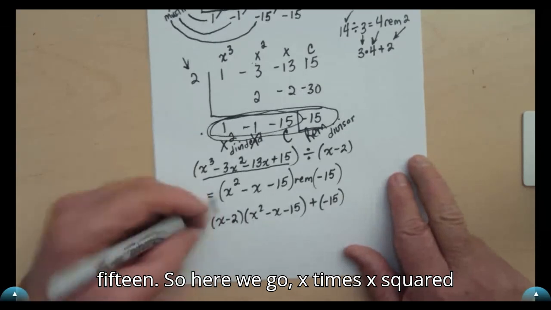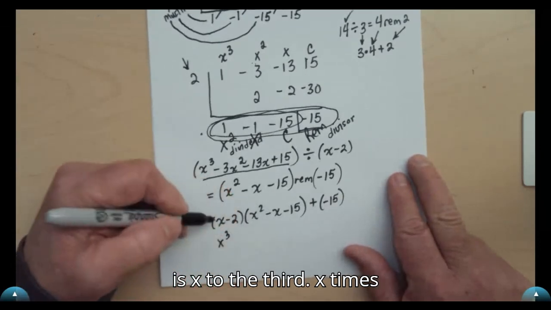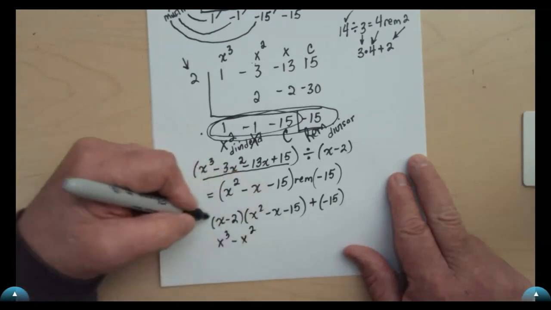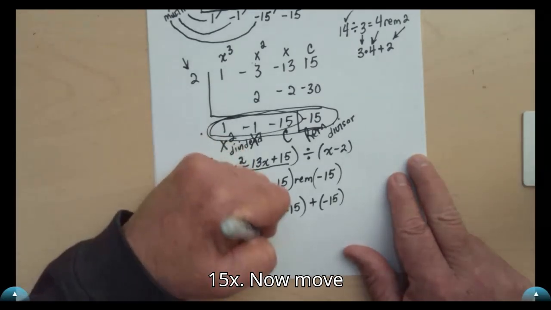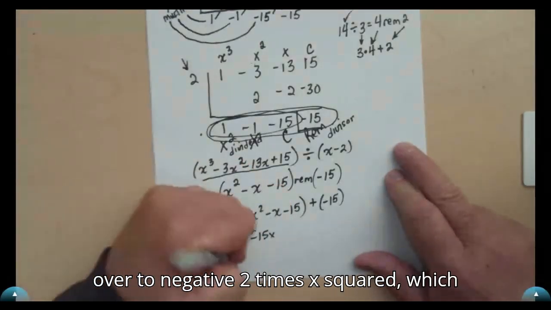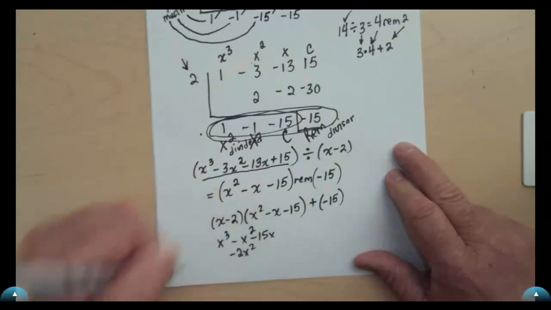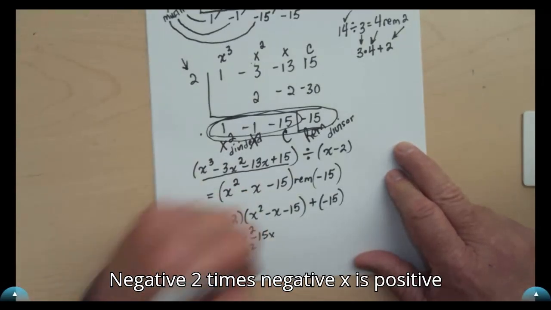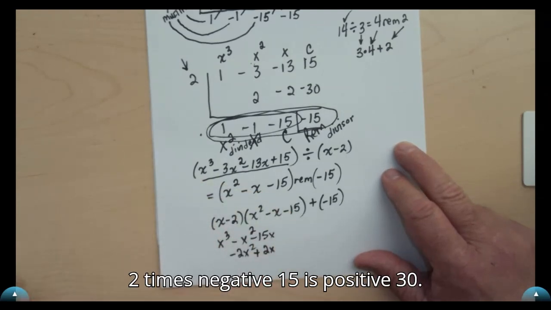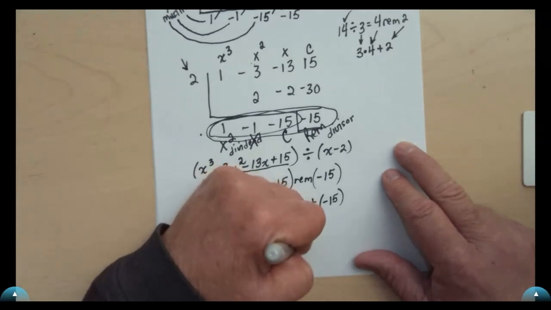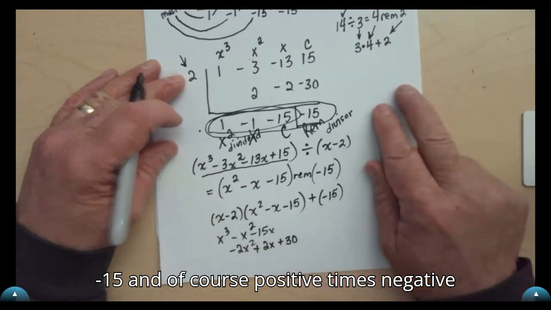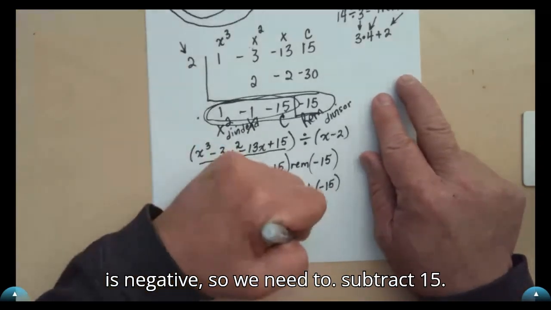So here we go. X times x squared is x to the third. X times negative x is negative x squared. X times negative 15 is negative 15x. Now move over to negative 2 times x squared, which is negative 2x squared. Negative 2 times negative x is positive 2x. Negative 2 times negative 15 is positive 30. And then don't forget, we need to add a negative 15, and of course positive times negative is negative, so we need to subtract 15.